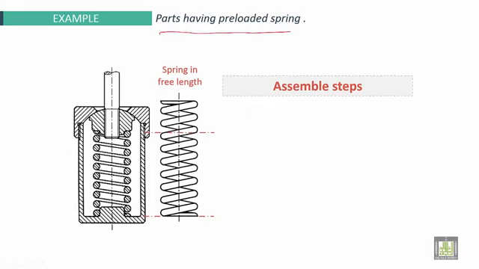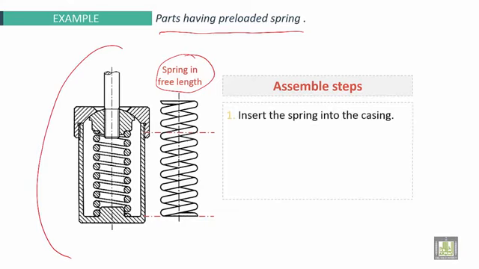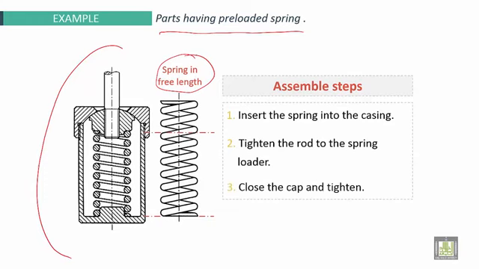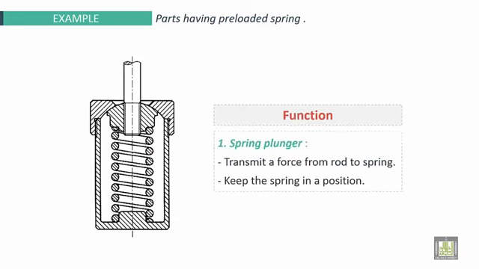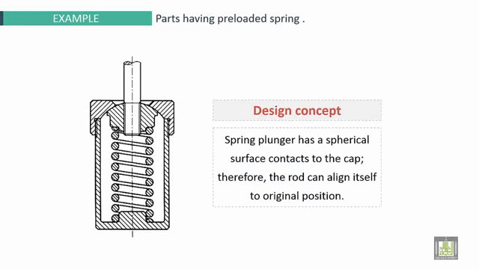Last example, parts having a preloaded spring. We have the spring in its free length and here the assembly. Assembly steps: first one, insert the spring into the casing. Second, tighten the rod to the spring loader. Third, close the cap and tighten. As a function, the spring plunger transmits a force from the rod to the spring. Second, it keeps the spring in position. As a design concept here, the spring plunger has a spherical surface contact with the cap. Therefore, the rod can align itself to its original position.